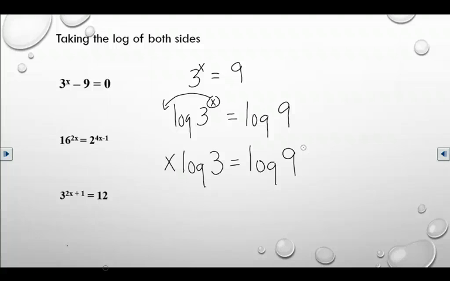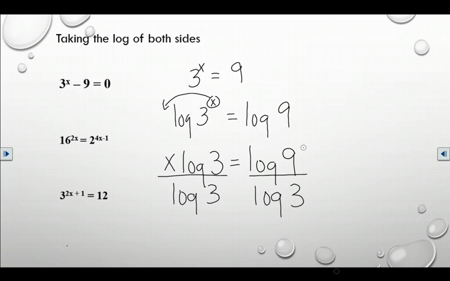This is not log of 3. This is a number. So when you've got a complex rational expression or a complex logarithmic expression, you need to treat this just like a number. So just divide by that number. And x is equal to whatever that comes out to be.